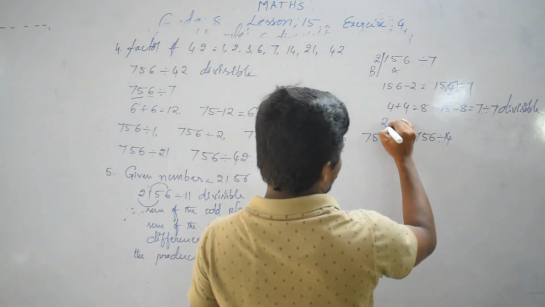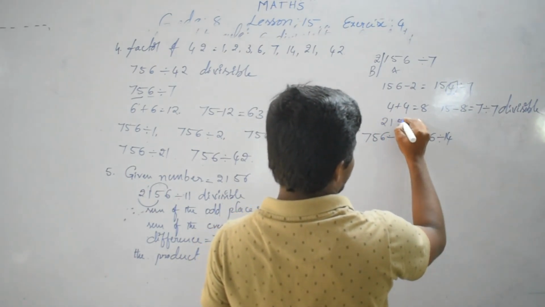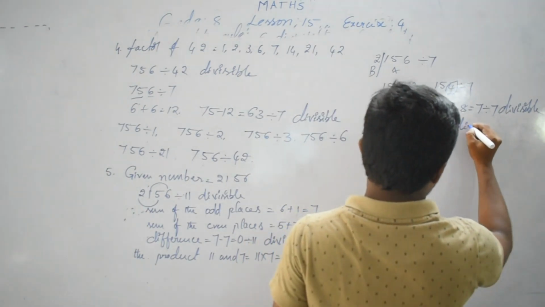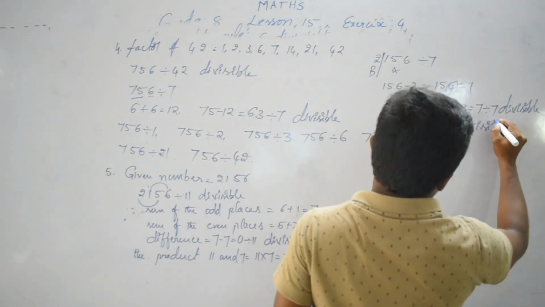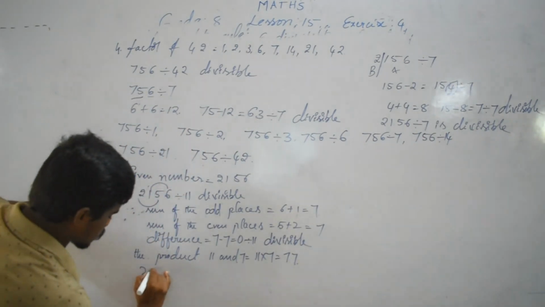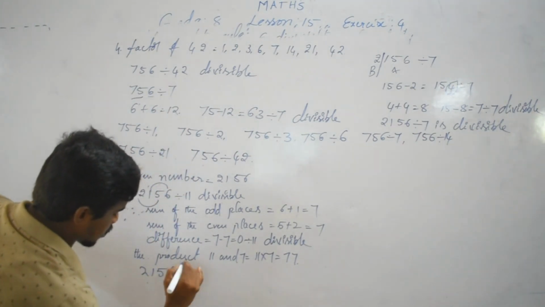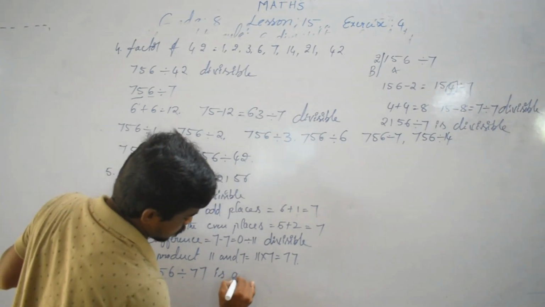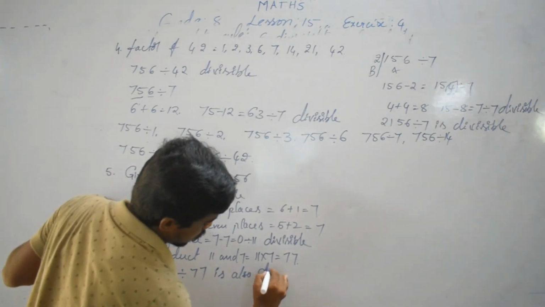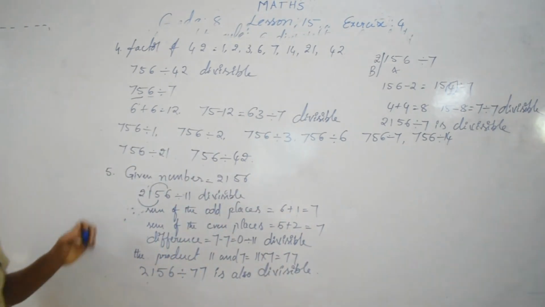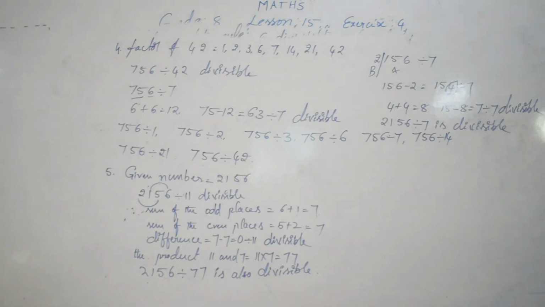So here, 2156 divided by 7 is divisible. So now here, 2156 divided by 77 is also divisible. Right.